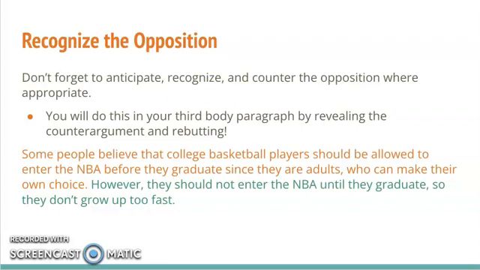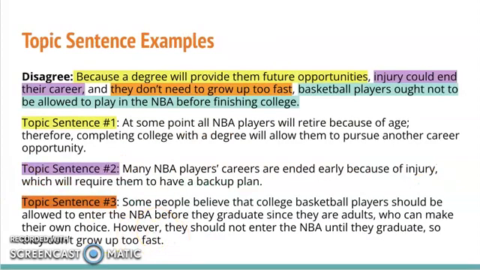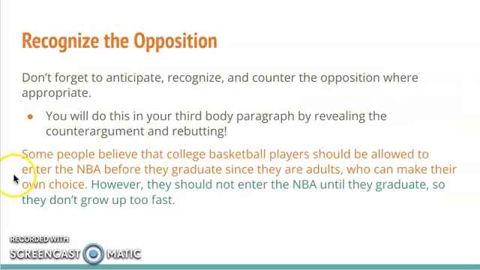So don't forget to anticipate, recognize, and counter the opposition where appropriate. And we're going to do this in that third body paragraph by revealing the counter argument and rebutting. So here you will see is my third topic sentence. It is here as well, but we're going to look at it this way. It is color-coded. The orange is the counter argument, and then the green is my rebuttal. So you'll see that your third topic sentence will actually probably become 2 sentences as you first put the counter argument and then you put your rebuttal.